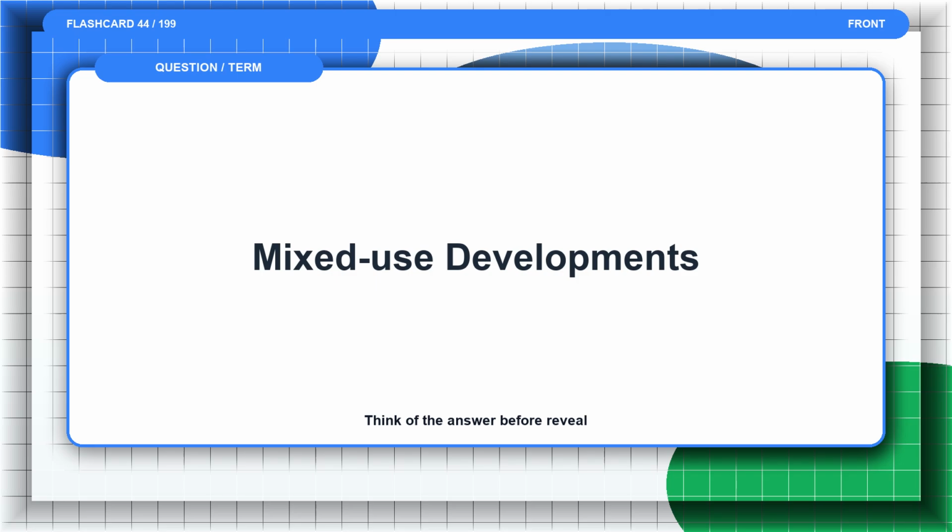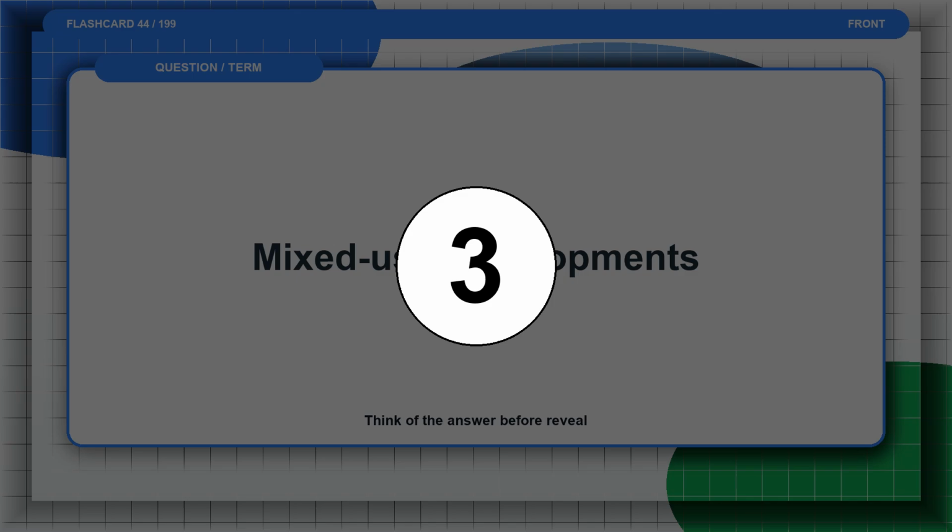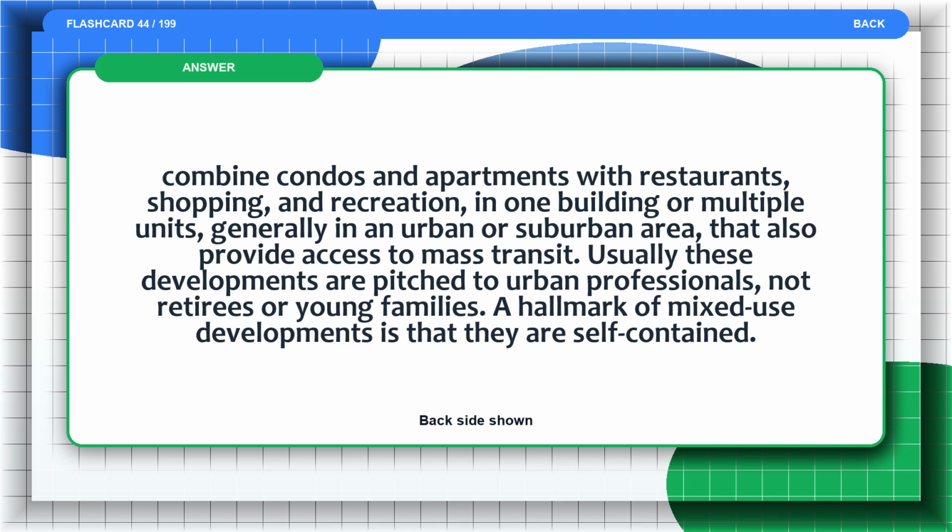Flashcard 44. Mixed-use developments. Pause and think of the answer before the reveal. The answer is combine condos and apartments with restaurants, shopping, and recreation in one building or multiple units, generally in an urban or suburban area, that also provide access to mass transit. Usually these developments are pitched to urban professionals, not retirees or young families. A hallmark of mixed-use developments is that they are self-contained.